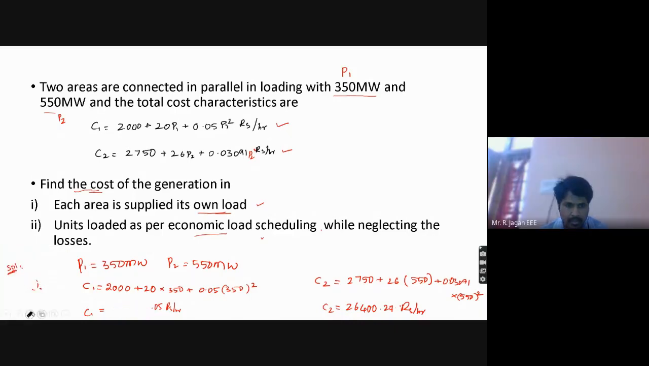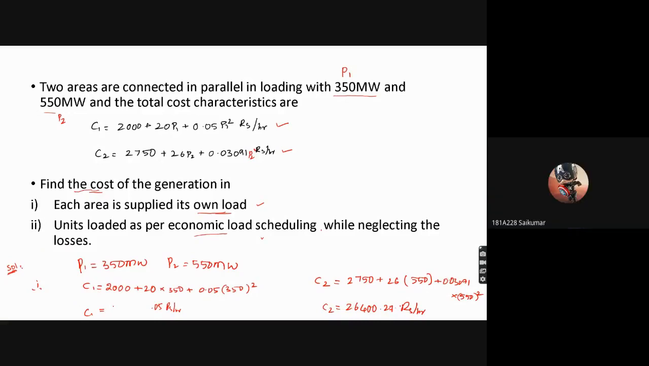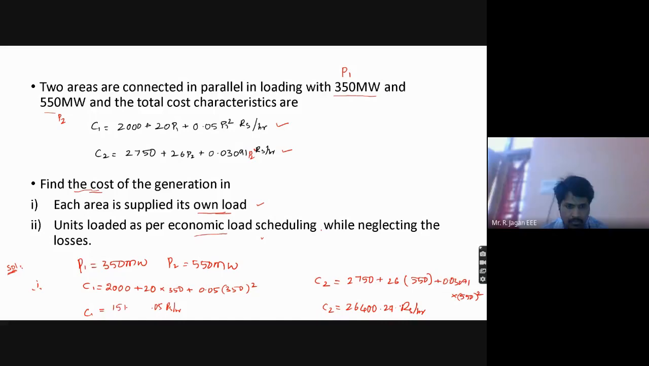That's what I'm telling always. Everyone should do the value, should do the problems. Otherwise, this kind of problems may arise. Okay. What's the value of C1, ma? 15,125. 15,125 rupees. Only rupees, no?